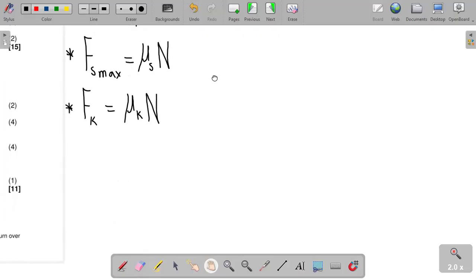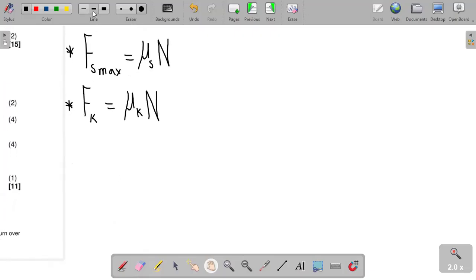You also have the components of gravity. The parallel component is equal to mg sine theta, where theta is the angle of inclination. This is for objects that are on an incline.